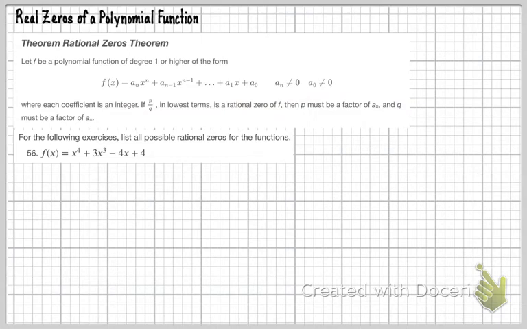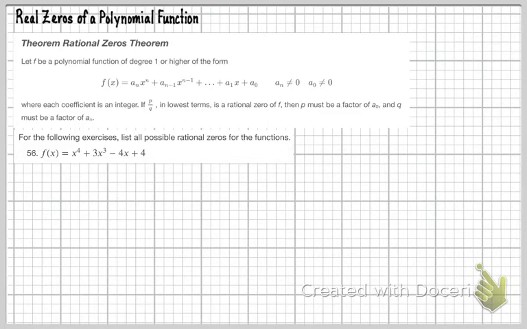Below here, we have a problem that says, for the following exercises, list all possible rational zeros for the functions. So what we're going to do here is use the rational zeros theorem to find all those possible zeros. We're going to use the idea that p must be a factor of a naught, q must be a factor of a sub n, and p over q is a rational zero of f. We're going to use all that information to figure that out.